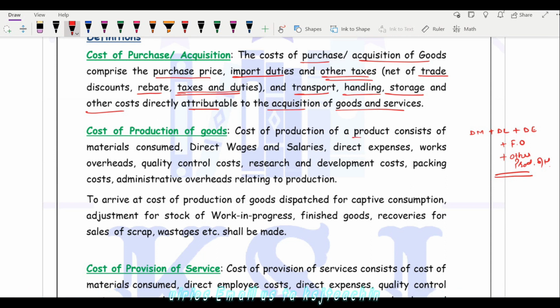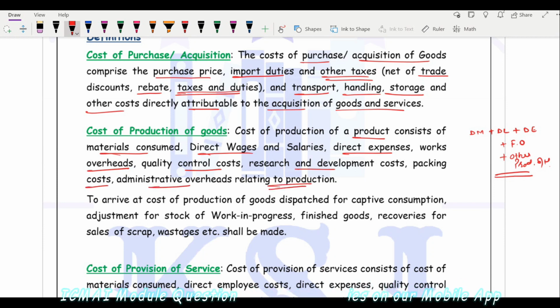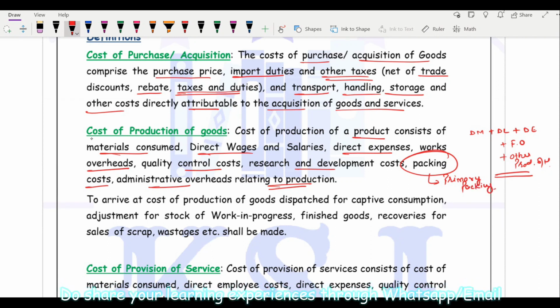So cost of production of a product consists of the material consumed, direct wages and salaries, direct expenses, works overhead or factory overhead, quality control cost, research development cost, packing cost, right? Administrative overheads related to production. Now, when we are talking about packing costs, the packing cost can be of two types. One is primary packing, the other one is secondary packing. Here we talk about primary packing, right? Primary packing is the first packing in which your good will be stored. Secondary packing is the additional packing for sale purposes, that your product reaches the customer in a safe way.